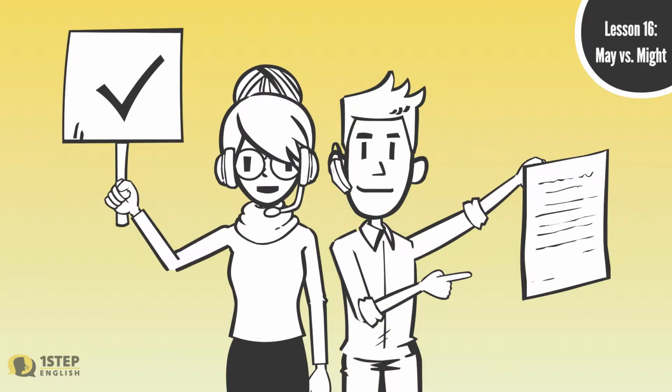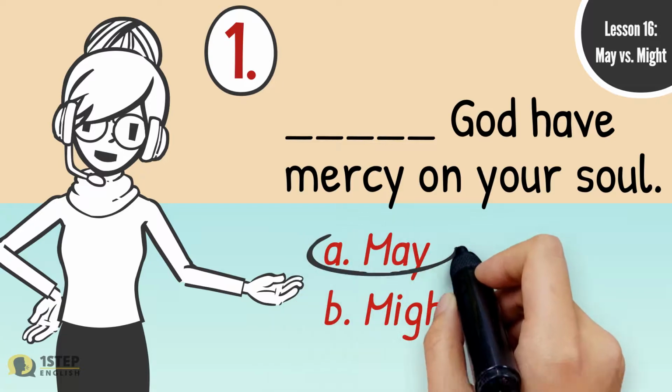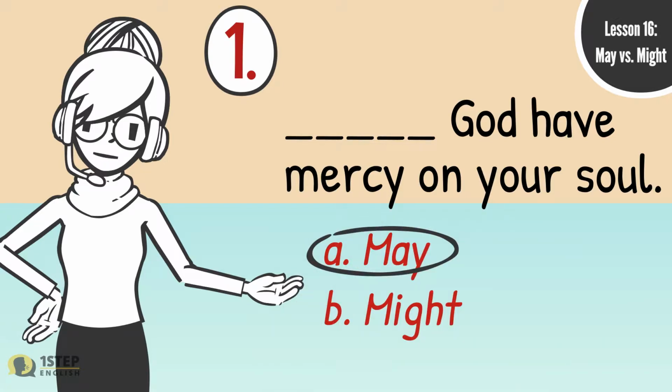Let's test your knowledge. Choose the letter of the correct answer. 1. Blank, God have mercy on your soul. A. May. B. Might. The correct answer is letter A. May God have mercy on your soul.